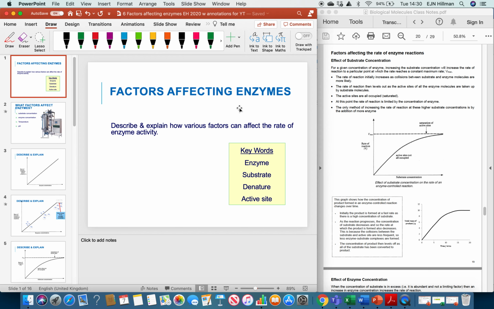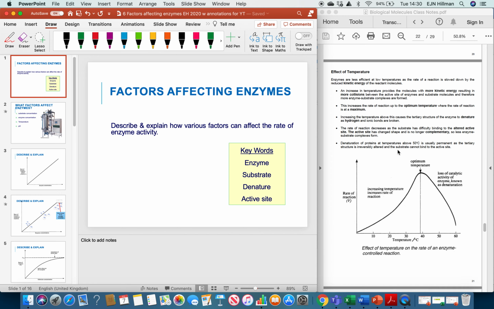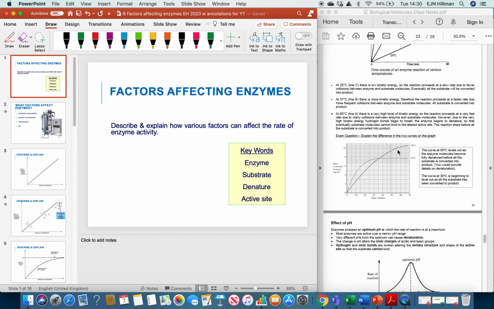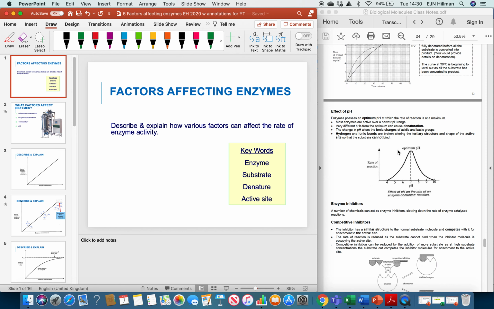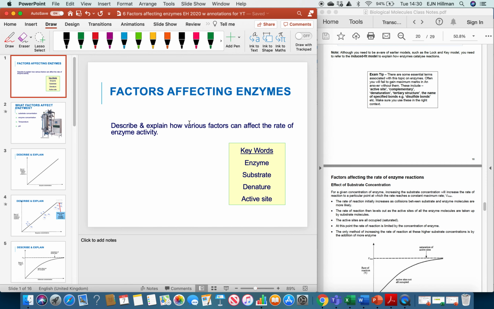Hello, this is the second video I'm going to do on enzymes, and in this video I'm going to look at the factors which affect the rate at which enzymes are able to catalyse reactions. In the notes, this is on page 19 to page 23.